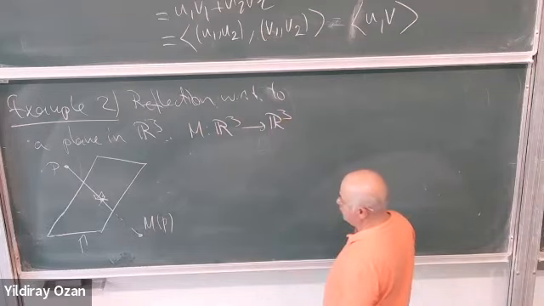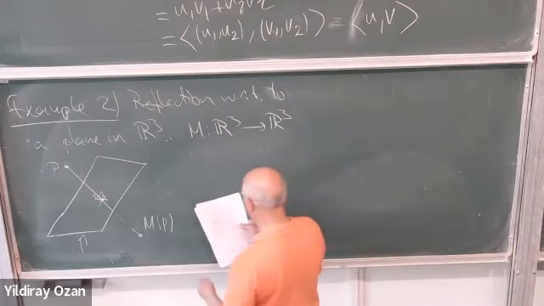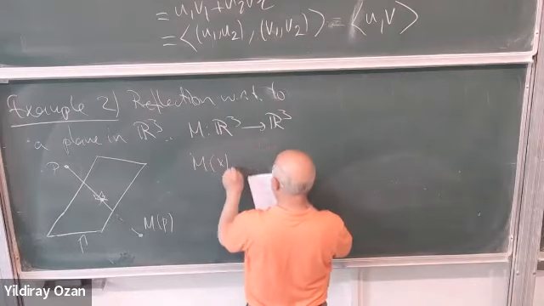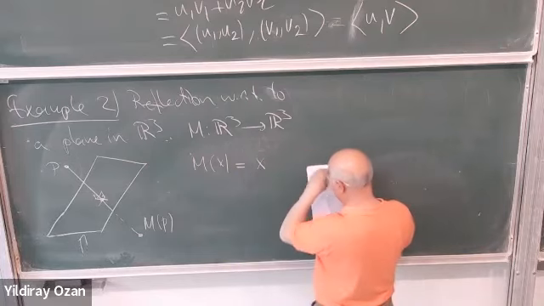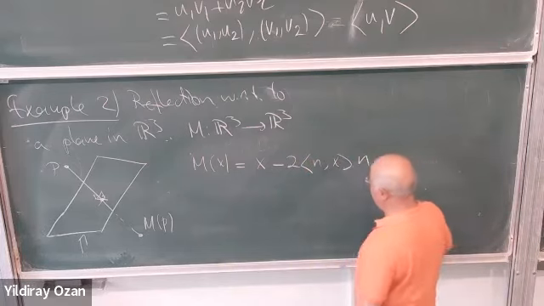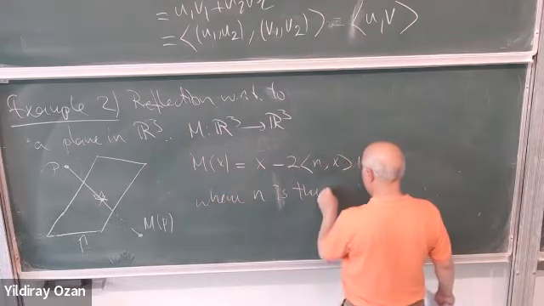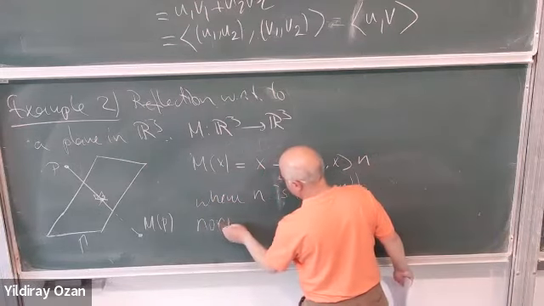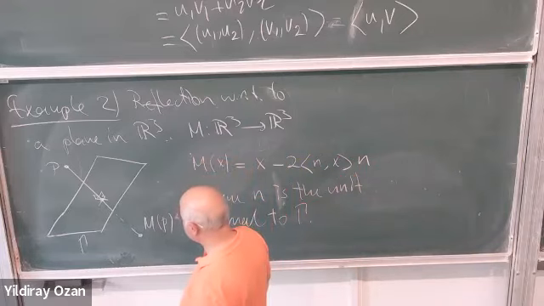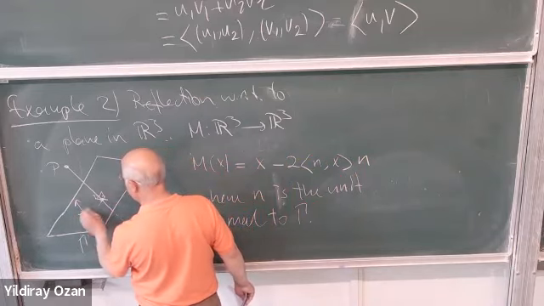If we want to write this in terms of vectors, how the operation is done with vectors, we can write it like this: x minus 2 times the inner product of x and n, times n, where n is the unit normal. So you just choose a unit normal vector, okay?